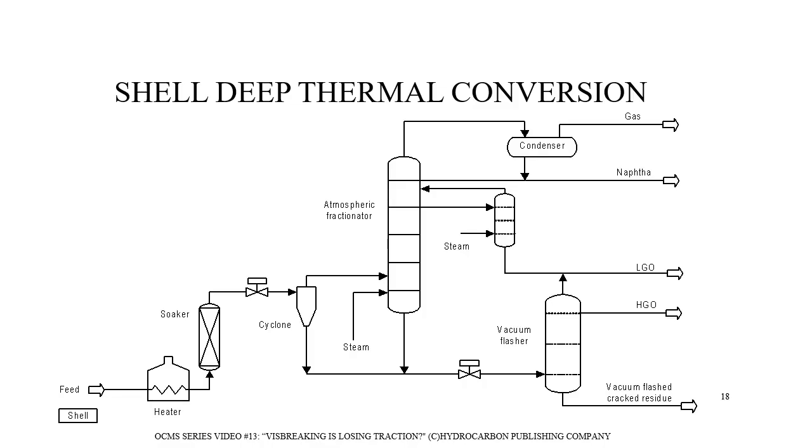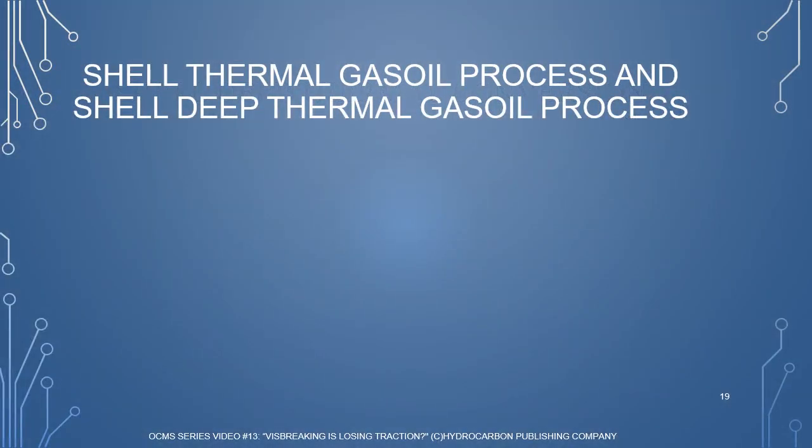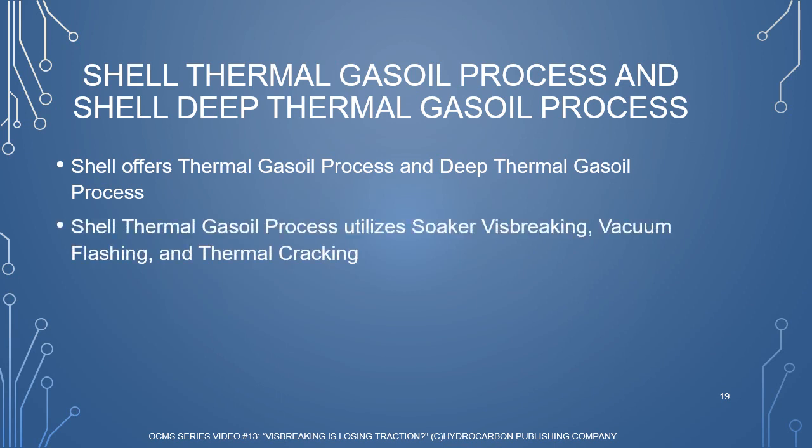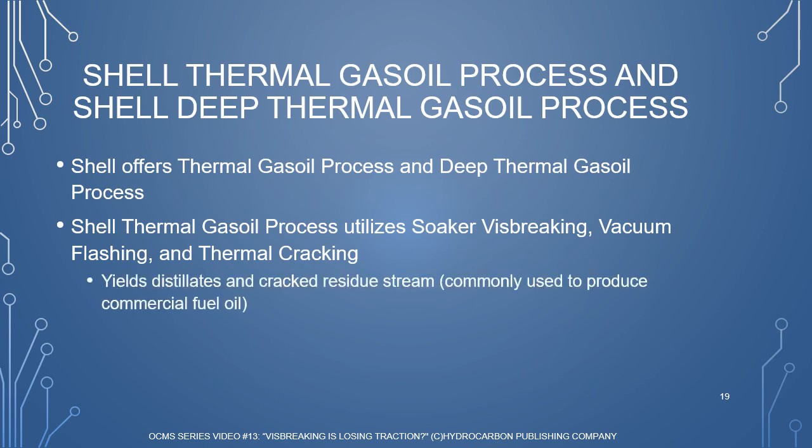This diagram depicts the Shell Deep Thermal Conversion process. Shell offers both the thermal gas oil process and deep thermal gas oil process. In Shell's thermal gas oil process, the company's patented soaker visbreaking, vacuum flashing, and thermal cracking are utilized to yield distillates. Also, the cracked residue stream that exits the bottom of the vacuum flasher is commonly used to produce commercial fuel oil.